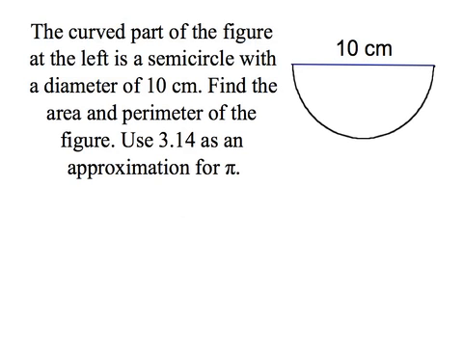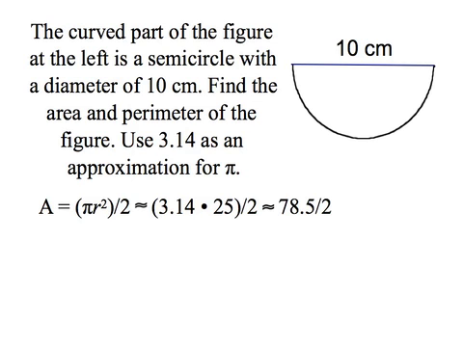Here's one final problem. The curved part of the figure at left is a semicircle with a diameter of 10 centimeters. We're going to find the area and the perimeter of this figure, and we're going to use 3.14 as an approximation for pi. Well, we're going to do the area first this time. We have to look at the 10 centimeters, and in our head we can quickly say the radius has to be 5. So it's pi r squared, but since there's just half a circle, we're going to divide it by 2. Well, r squared is 25. So we get pi times 25 over 2, and we let the calculator do the work, and we end up with 39.25 square centimeters as an approximation for the area of this figure.